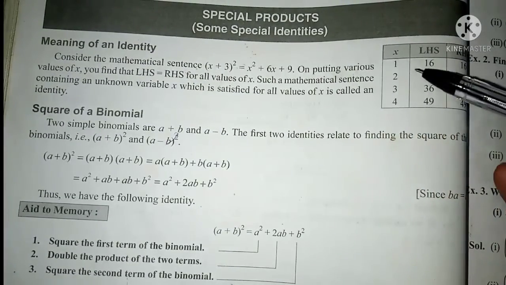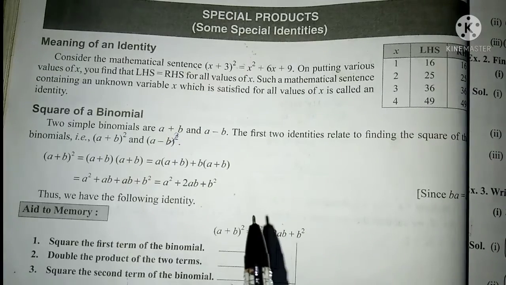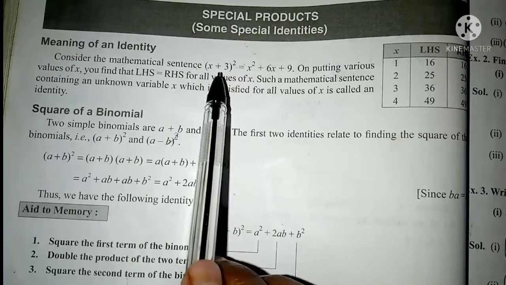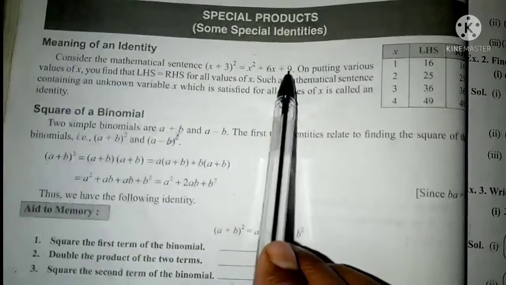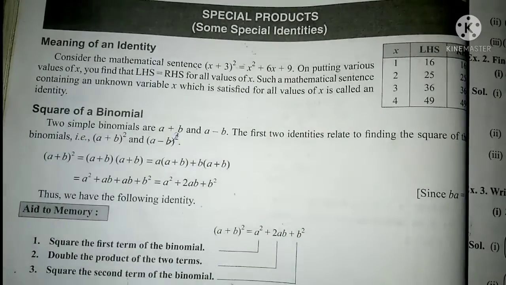So they have checked for a few values like 2, 3, 4. You can check for all the values. In all the cases you will get the left hand side always equal to the right hand side, so this is called an identity.